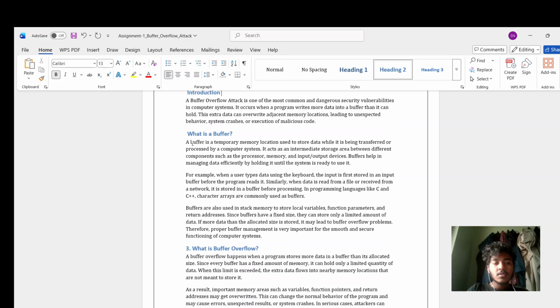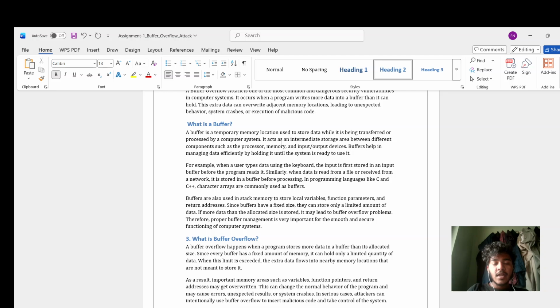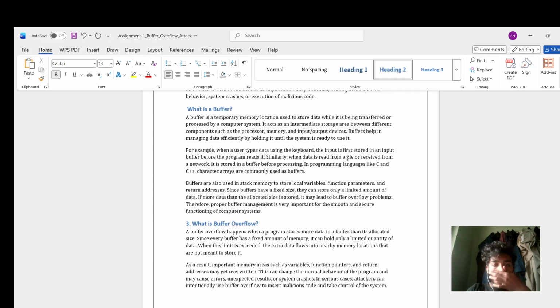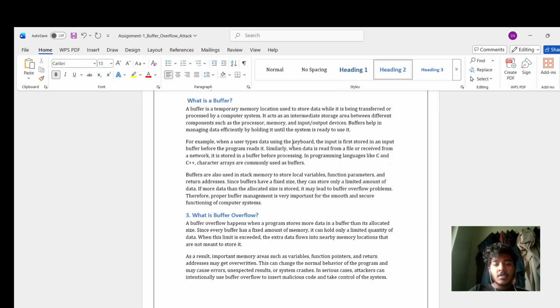2. What is a buffer? A buffer is a temporary memory location used to store data while it is being transferred or processed by a computer system. It acts as an intermediate storage area between different components such as the processor, memory, and input/output devices. Buffers help in managing data efficiently by holding it until the system is ready to use it.